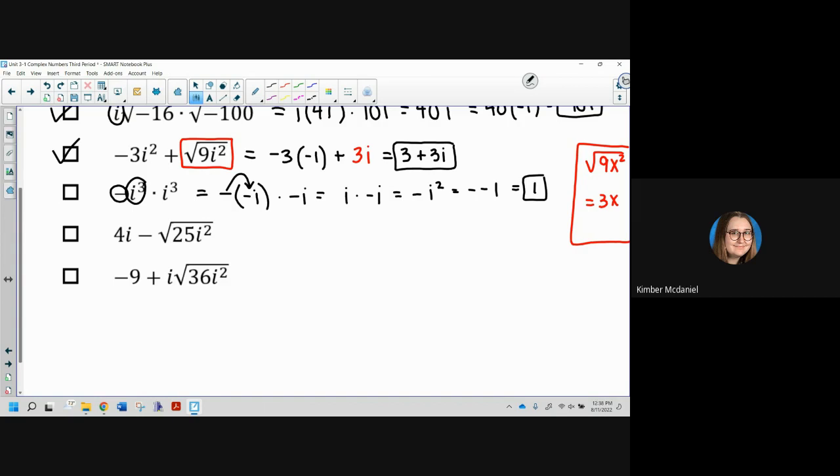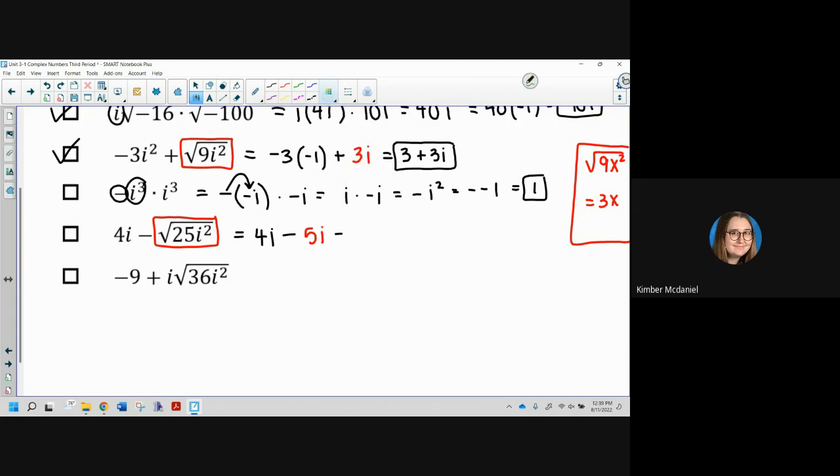Again, simplify these from left to right. For this part, all we have is that i. And remember, if it's i, you're going to leave it as i. So we're going to have 4i minus, and then Carmela, looking at what we did with the square root of 9i squared and what we got, tell me what's the square root of 25i squared? Close. Is it going to be squared? No, it's just going to be 5i. So I have 4i minus 5i.